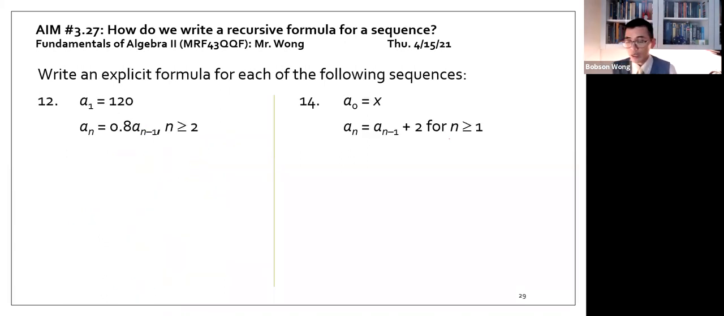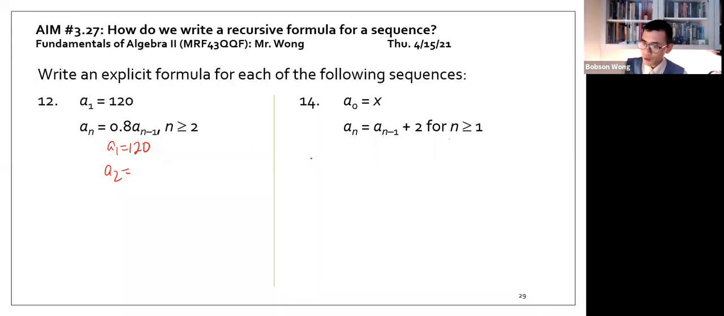Now for number 12, these are particularly tricky, because if a sub 1 is 120, and then a sub n is 0.8 times a sub n minus 1, what that means is that we are basically multiplying each of the numbers in the sequence by 0.8. So the numbers should be getting smaller. So a sub 2 is 0.8 times 120, which is 96.